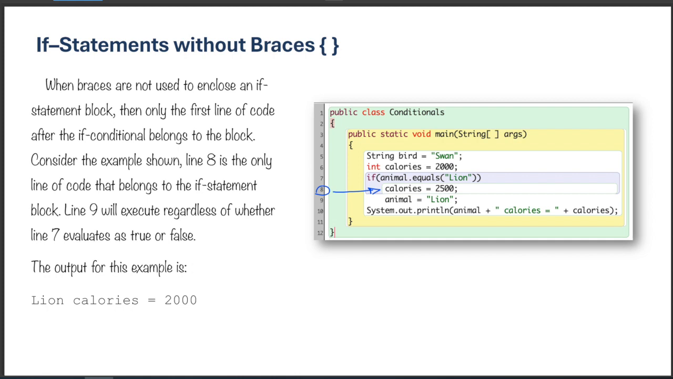So the output for this example is lion calories equals 2,000. Even though the animal changes its name here to lion from swan, it is not part of the if, so it will execute regardless. The animal stored here is now lion, and the calories is still 2,000, because at this point, animal was not lion, it was swan, so it didn't change the calories from 2,000 to 2,500. And hence, your output.